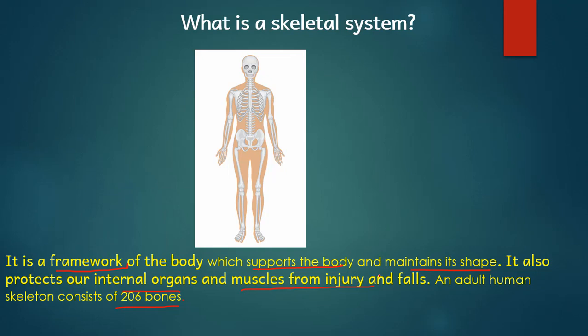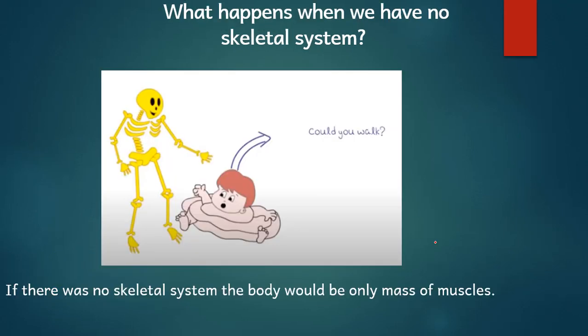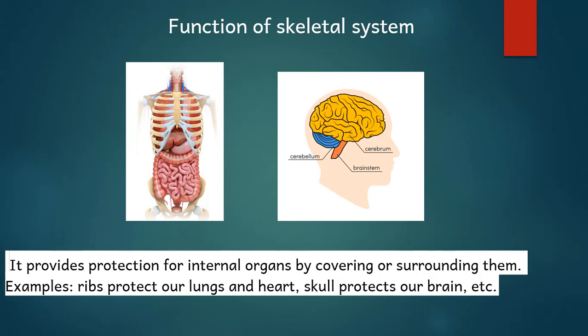So the skeletal system is the framework of the body which supports the body and maintains the shape. Okay, imagine you don't have a skeletal system. Your body will just be like a ball-like structure. There will be no proper shape, no proper structure, it will just be a mass of cells. Hence it is said that the skeletal system is a framework of the body.